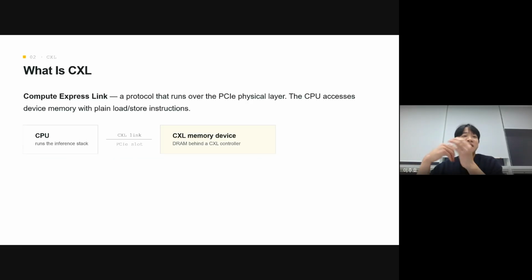So first, what is CXL? CXL stands for Compute Express Link. It's a protocol that runs over the PCI Express physical layer. So the device can plug into a standard PCI slot, and the CPU accesses its memory with standard memory instructions, like load and store. So the CPU treats it like memory, not a device.